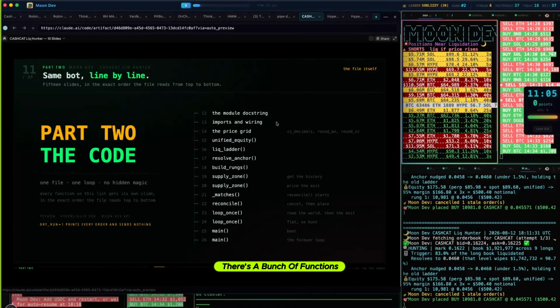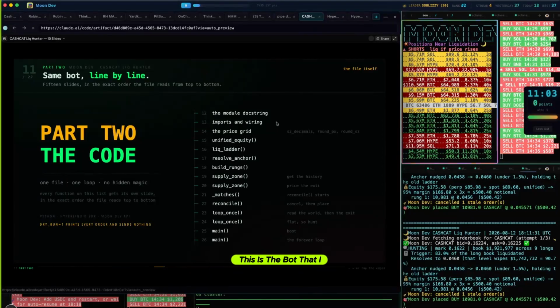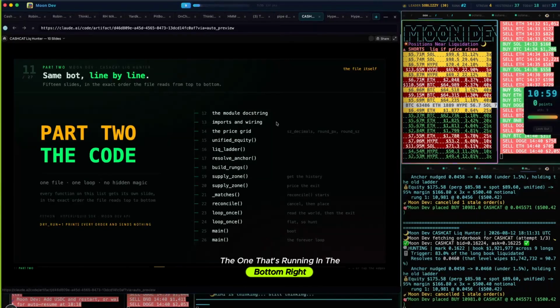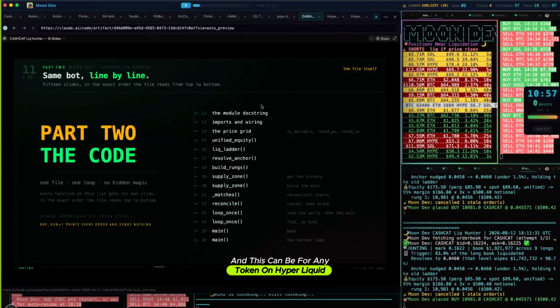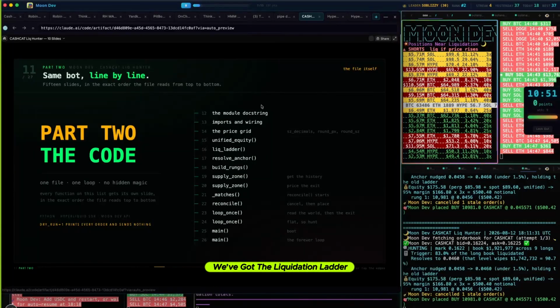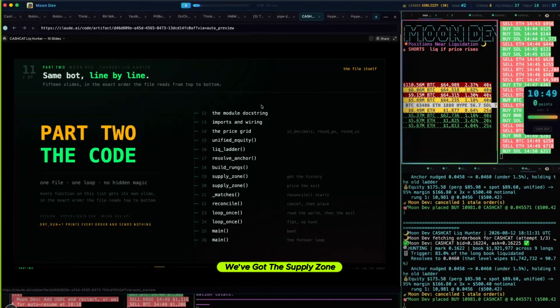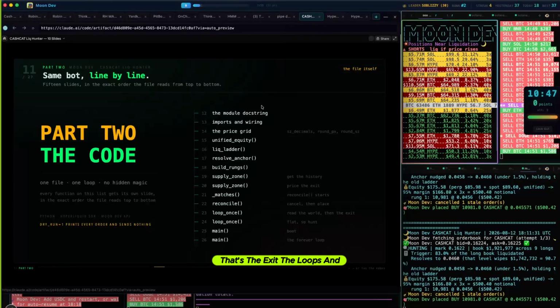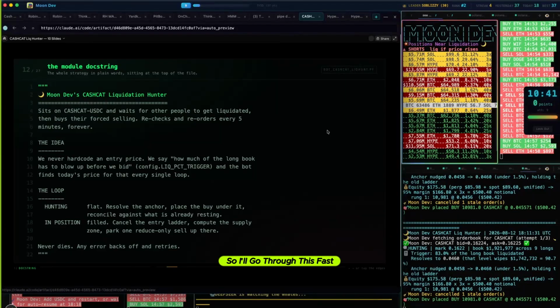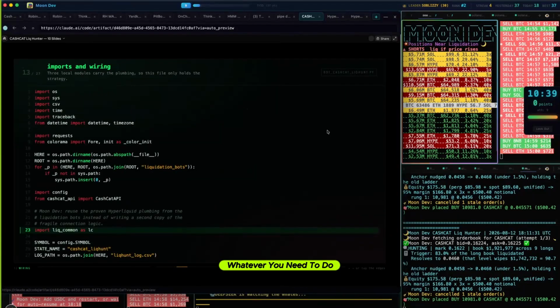There's a bunch of functions we're going to go through here. This is the bot that I just explained to you, the one that's running in the bottom right. And this can be for any token on Hyperliquid. You can see all of the different modules I'm going to go through. We've got unified equity. We've got the liquidation ladder. We've got the supply zone. That's the exit, the loops, and the main. So let's start with this. This is just describing the idea. I already described it here, so I'll go through this fast, pause, screenshot, whatever you need to do.